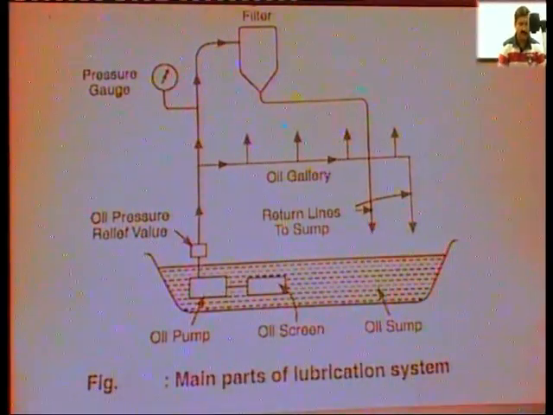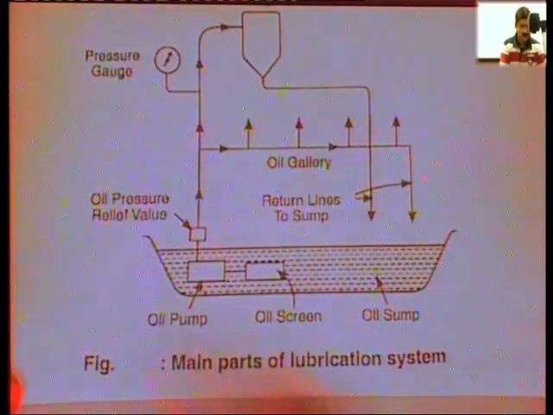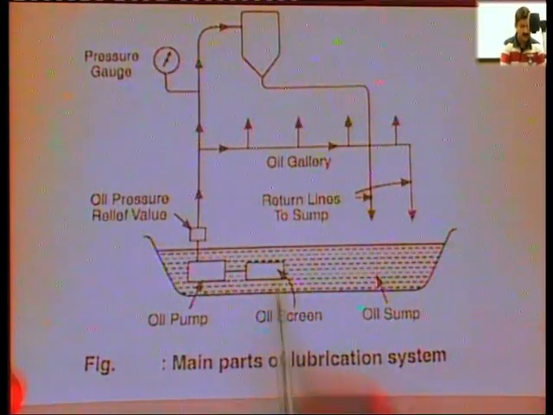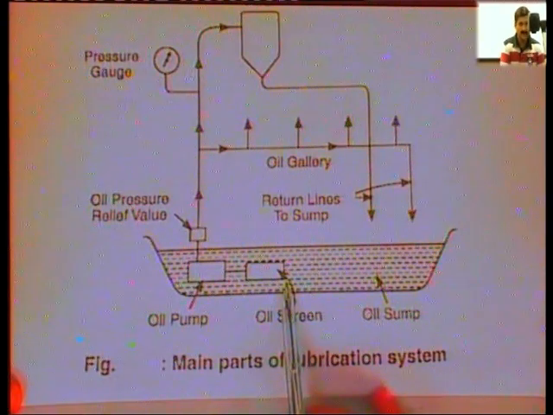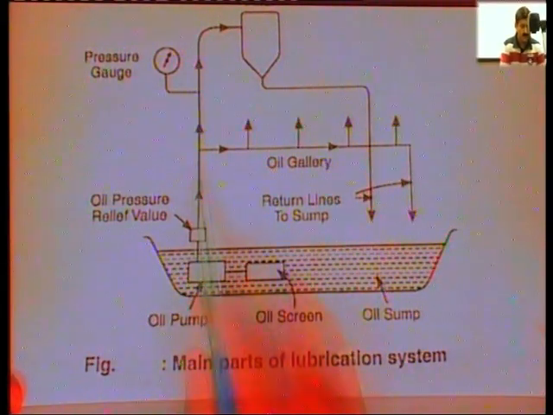This is the main parts of a lubrication system. We will see. This is the oil sump. This is the lubricating oil. Here the oil screen or strainer is shown. The purpose of the strainer is just like a filter. It does not allow the sediments which are settled here to reach the oil gallery.